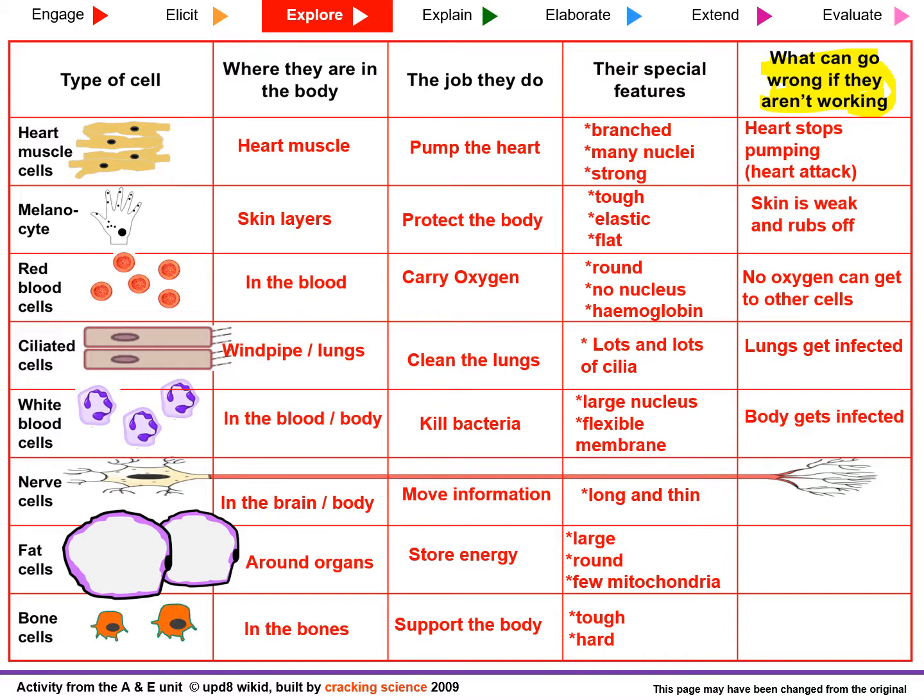Your white blood cells, if they weren't working, then the body would be infected, right? Because they're there to help clean bacteria out of your blood and your body. If your nerve cells didn't work properly, you would have a very hard time or possibly would not be able to control the movements of your body. The fat cells, obviously you wouldn't be able to store energy very easily, so there wouldn't be very much energy for other cells. And then with your bone cells, your bones would be very, very weak, and then you wouldn't really be able to support the other tissues in your body.